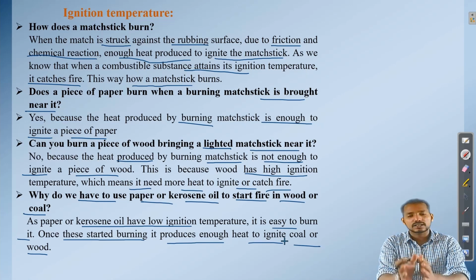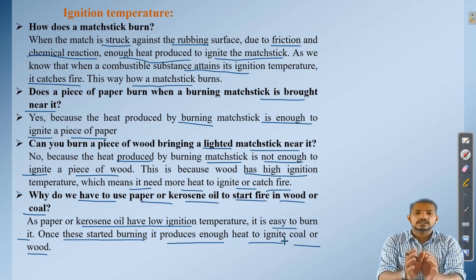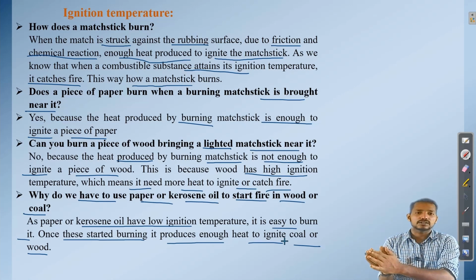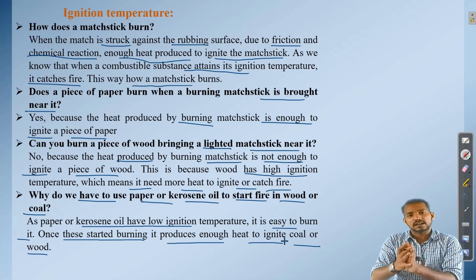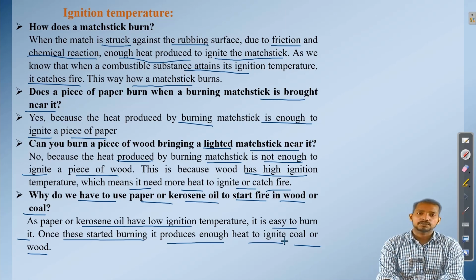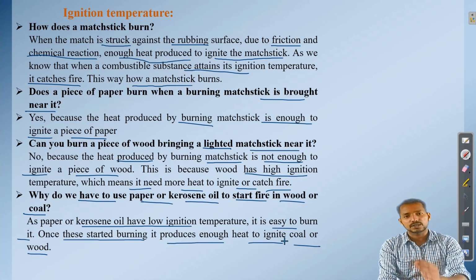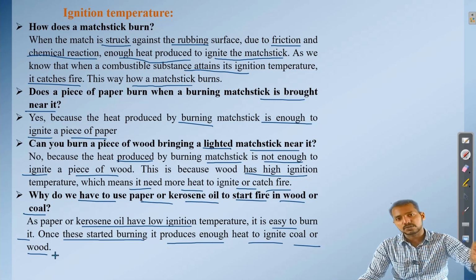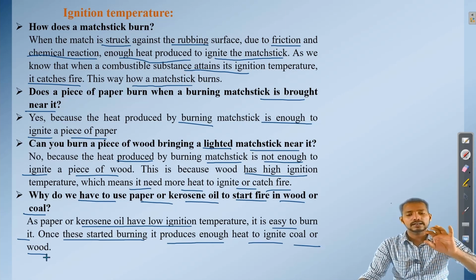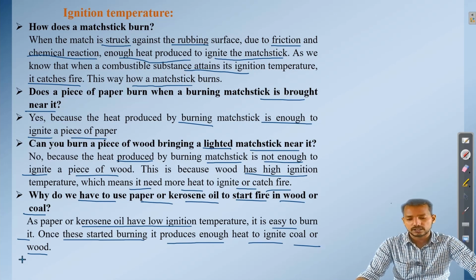So from all this discussion, we can conclude that all combustible substances do not have the same ignition temperature. Different combustible substances have different ignition temperatures according to their chemical and physical properties. So we need to understand what ignition temperature is and what the range of ignition temperatures is. We can arrange the substances in increasing order of their ignition temperature.